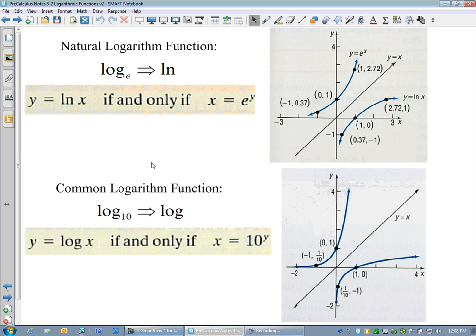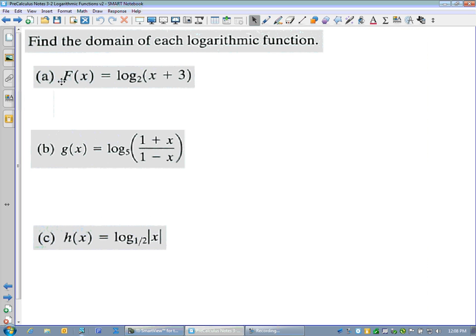All right, let's look at some problems. Sink our teeth into some problems here. First of all, we have to be able to find the domains of logarithmic functions. So the key idea here is that you are not allowed to take the log of a negative number or of 0. So your argument, which is what's in the parenthesis here, must be positive.